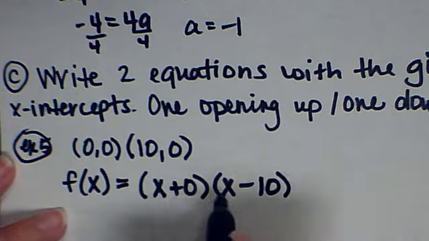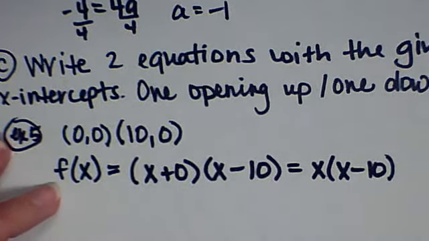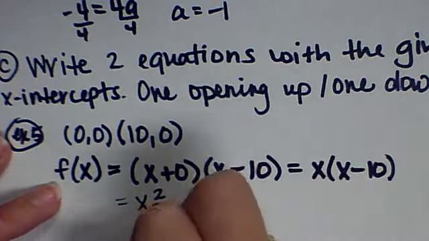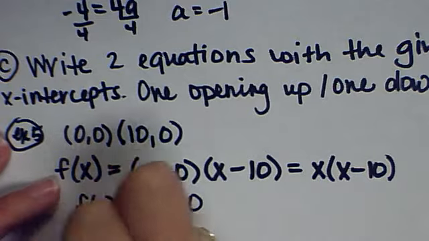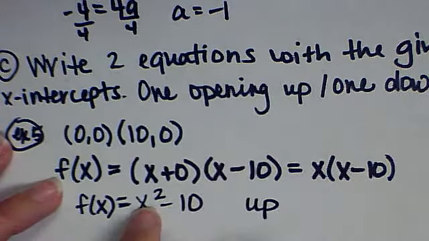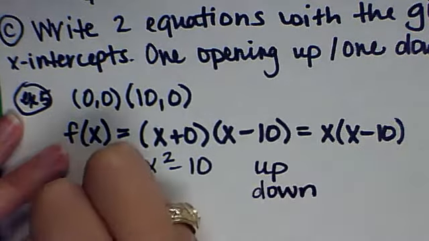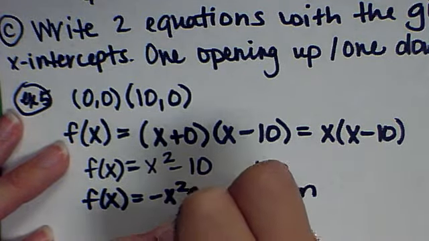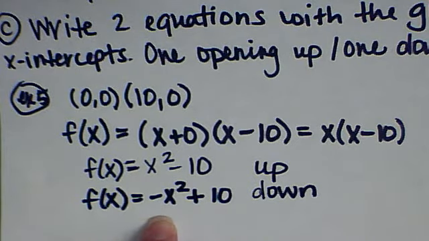Now, we can get rid of this plus 0 because that's not doing anything for us. So we have x times x minus 10. Let's go ahead and distribute that out. So we get x times x, which is x squared, and x times negative 10, which is negative 10x. Okay? And then to find out our two equations, one of them we're going to leave like that. That would be the one that opens up because there's no negative in front of x squared. To get one that opens down, I'm just going to write f of x, and I'm going to flip all my signs. So I'm going to get negative x squared plus 10x. Notice I flipped all my signs from there to there. And that's all that it takes to get me my two equations.